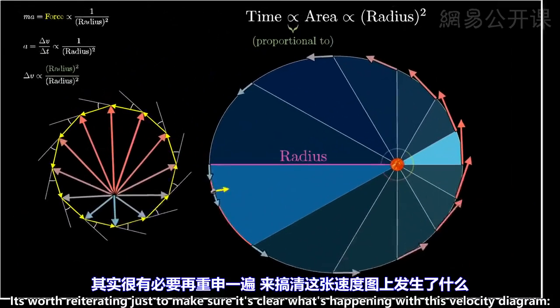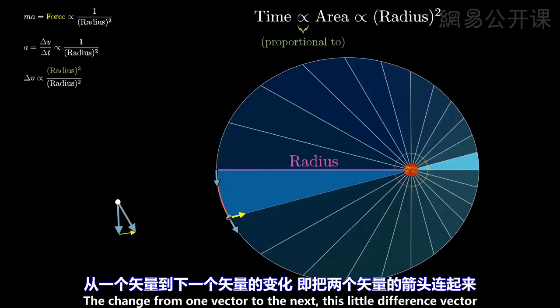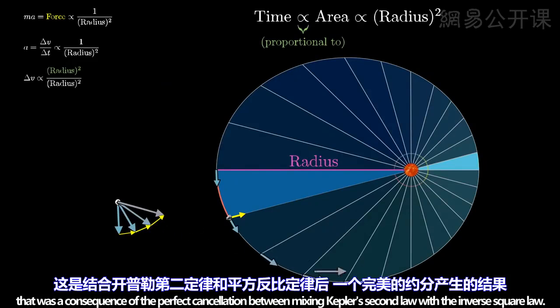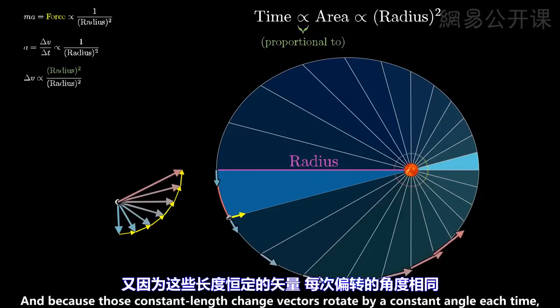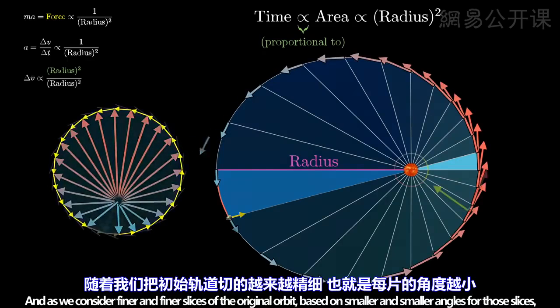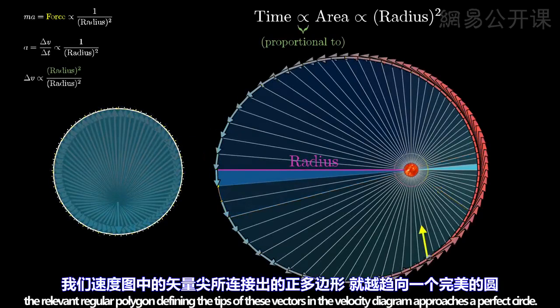It's worth reiterating just to make sure it's clear what's happening with this velocity diagram. The change from one vector to the next, this little difference vector joining the tip of one to the tip of the next, always has the same length. That was the consequence of the perfect cancellation between mixing Kepler's second law with the inverse square law. And because those constant length change vectors rotate by a constant angle each time, it means that they form a regular polygon. And as we consider finer and finer slices of the original orbit, based on smaller and smaller angles for those slices, the relevant regular polygon defining the tips of these vectors in the velocity diagram approaches a perfect circle. Isn't that neat?